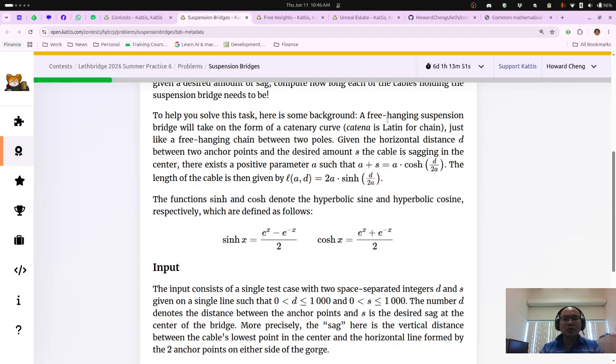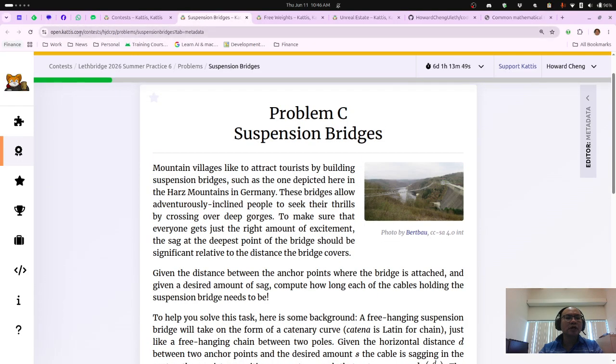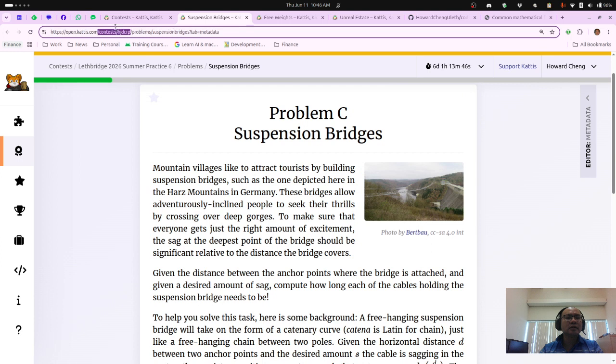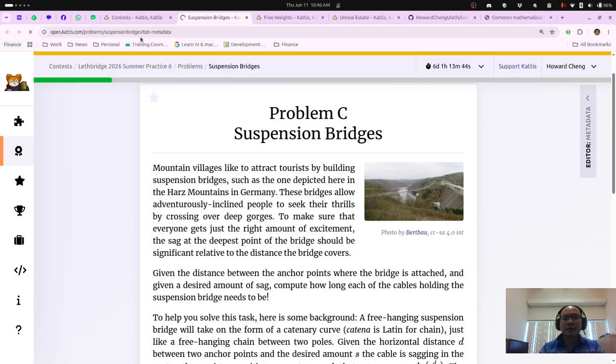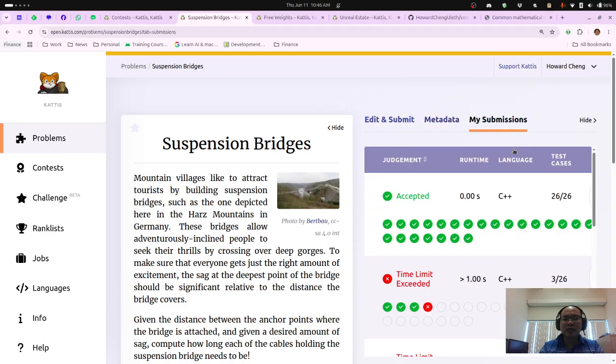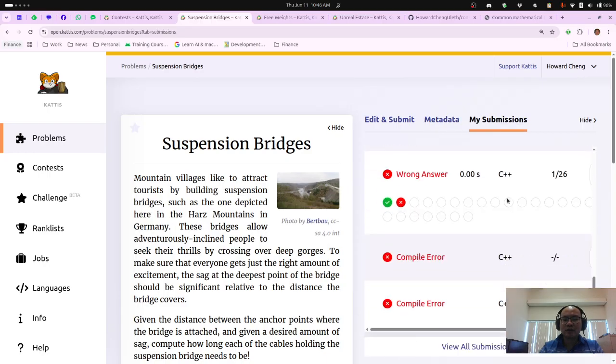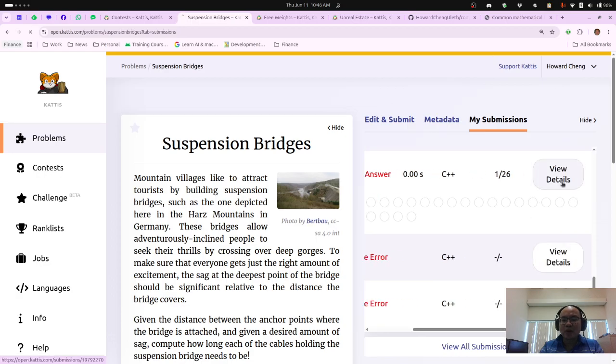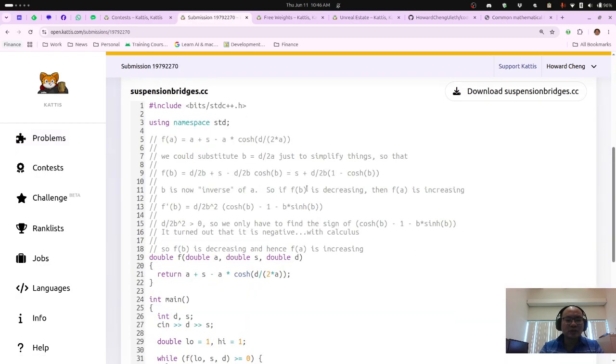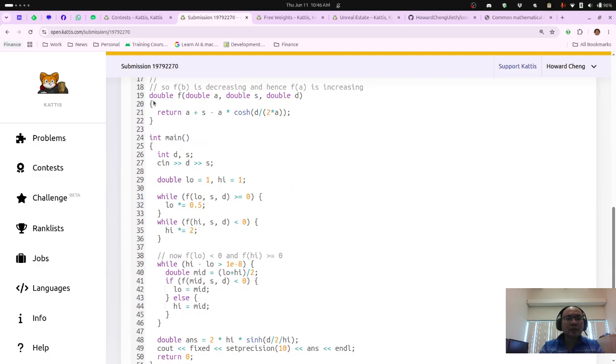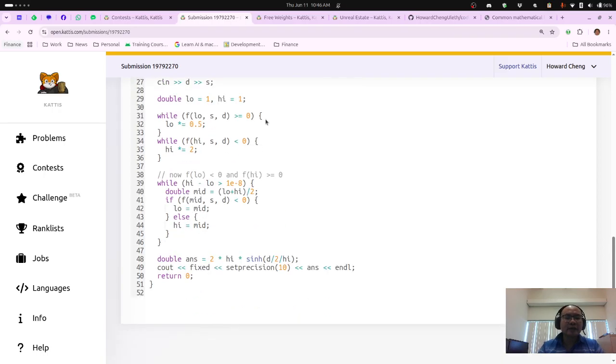So let me show you my submission. I'm going to show you my incorrect submission first. Okay, so let me show you this first. So f of a, s, and d, that's exactly the function that you're given: a plus s minus a times hyperbolic cosine of d over 2a.